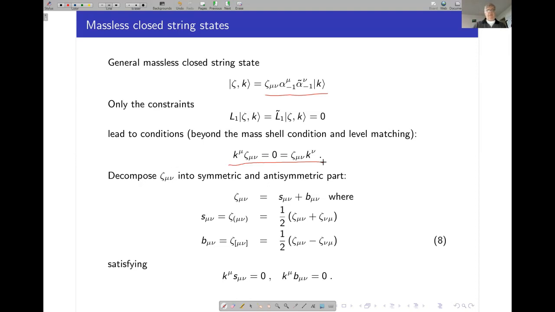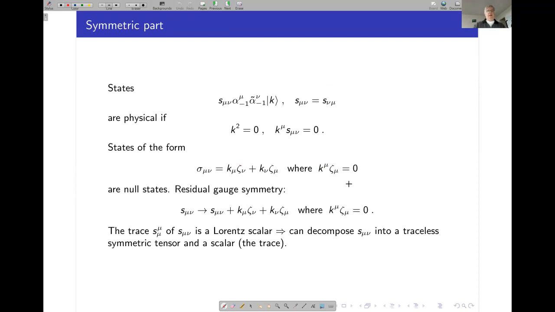Our next step was to decompose the polarization tensor into its symmetric and antisymmetric part. This is what we can and should do because these don't mix under Lorentz transformation. And now we can look at them separately. The photon has already taught us that in general, we will have physical non-zero states which correspond to gauge symmetries. It's important to identify them. And for the symmetric part, the null state takes the form of a symmetric bivector, which is formed out of the momentum and a second vector, which must be orthogonal to it.